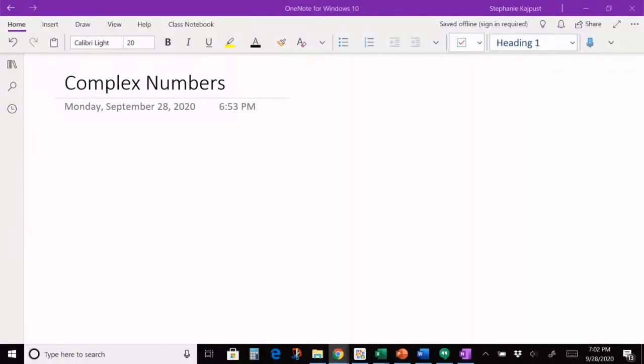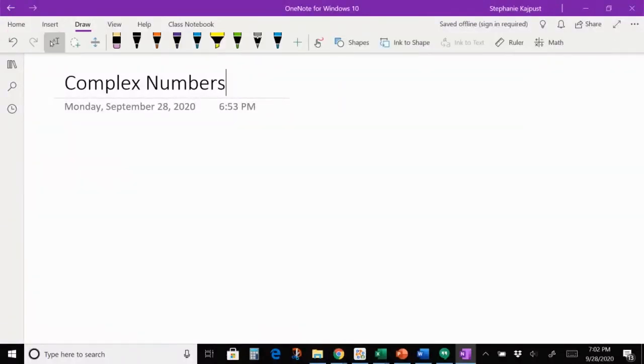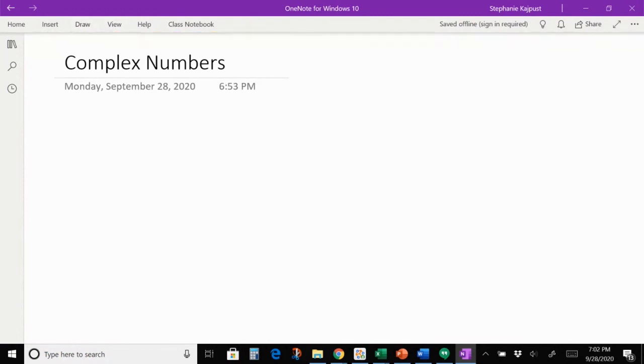Okay, so complex numbers. A little history: people were working with square roots, trying to solve quadratic equations, and they would end up with a square root of a negative and didn't know what to do with it. Because the definition of the square root is that whatever's inside the square root.